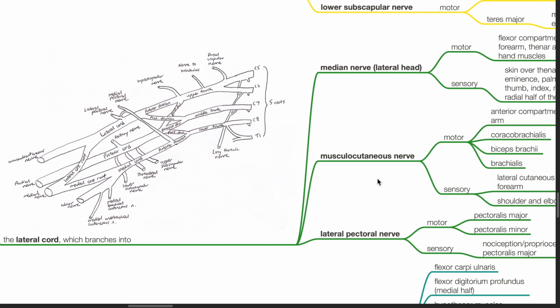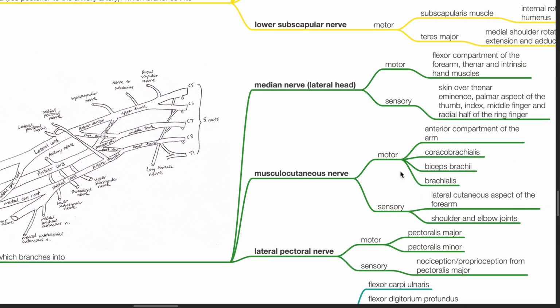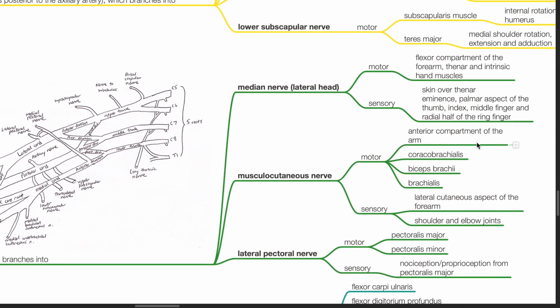The musculocutaneous nerve provides motor supply to the anterior compartment of the arm, coracobrachialis, biceps brachii and the brachialis, and sensory supply to the lateral cutaneous aspect of the forearm, shoulder and elbow joints.